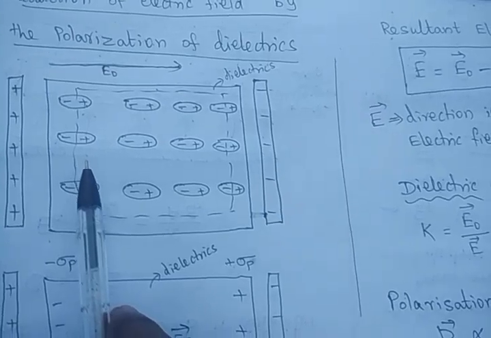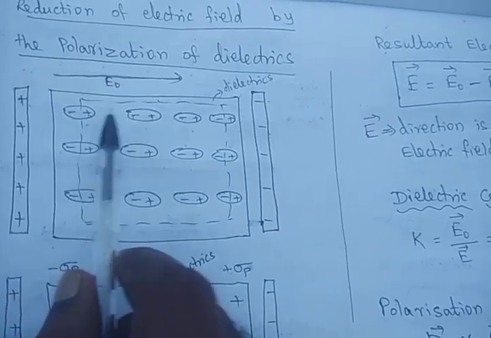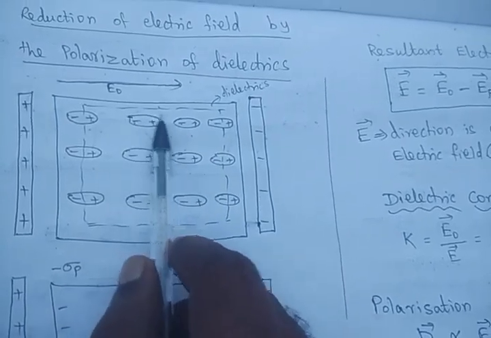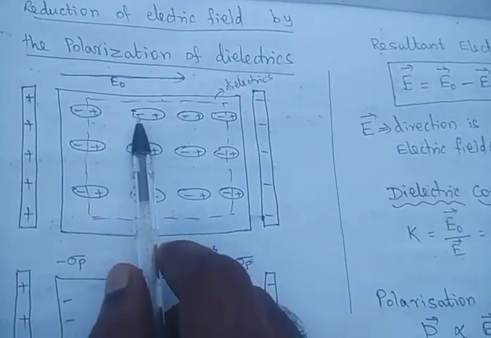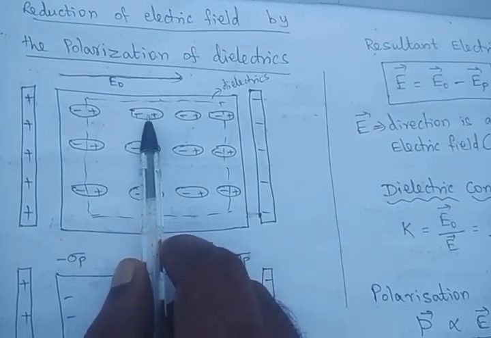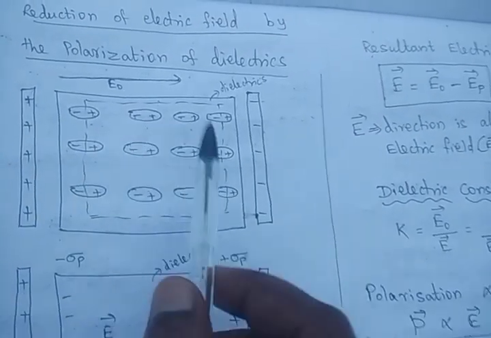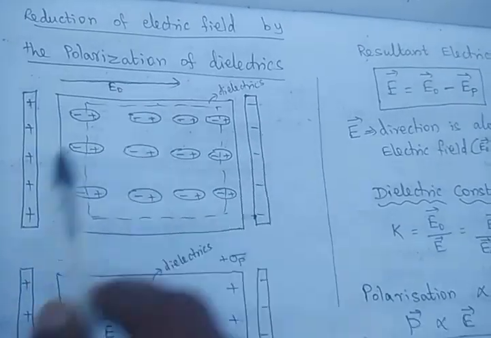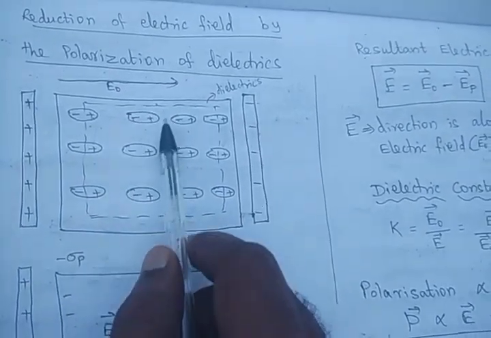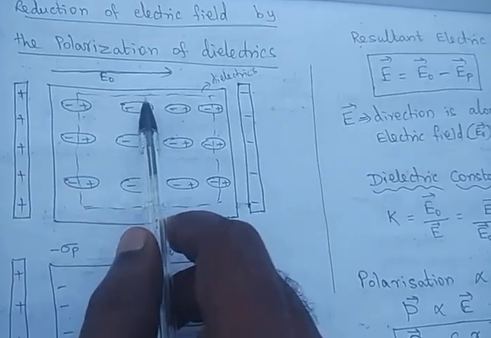But look at the picture. So this is negative, positive, then negative, positive, negative, positive, negative. These are all the molecules. The atoms in the molecules are not separated, but the positive and negative charges are separated by a small distance due to the external electric field. So due to the effect of the external electric field, the dipoles are created, hence it possesses the dipole moment.